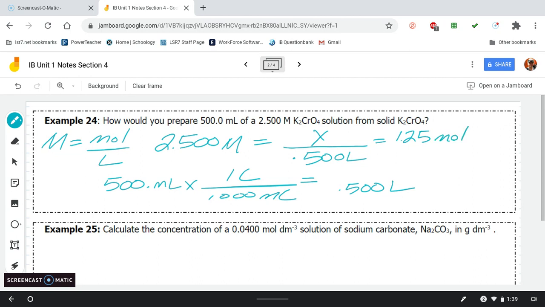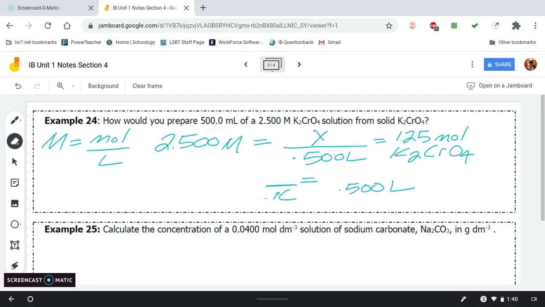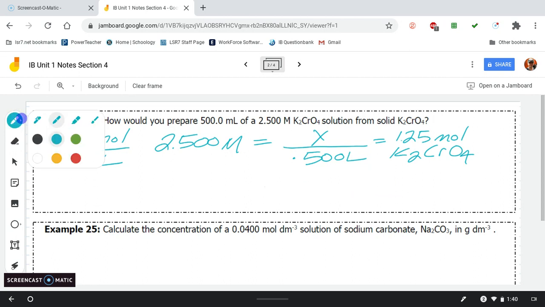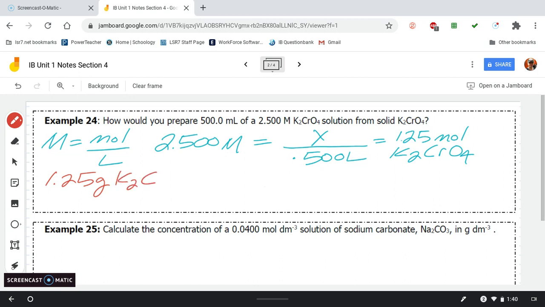1.25 moles of K2CrO4. Okay, now the problem is that we're not going to have the ability to put moles into a container. We can put grams in, we can't put moles in. So we're going to convert this over to grams. So we're going to add up the K2CrO4. Hopefully you did that.